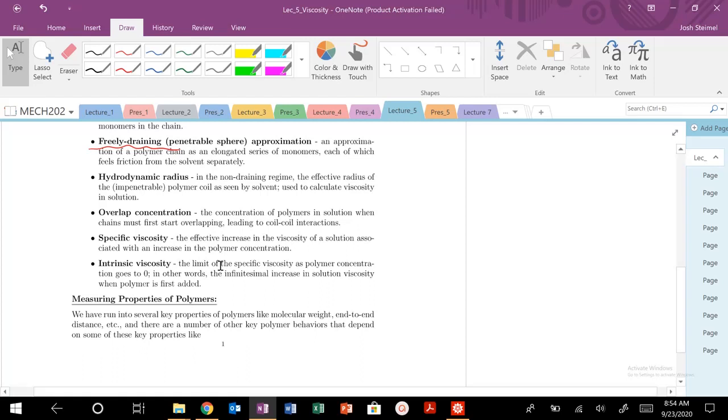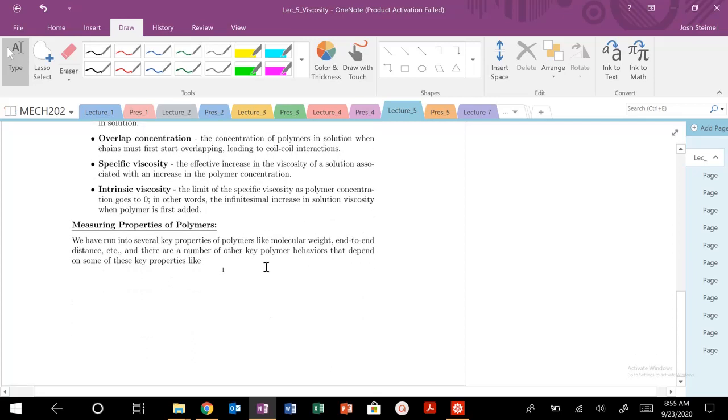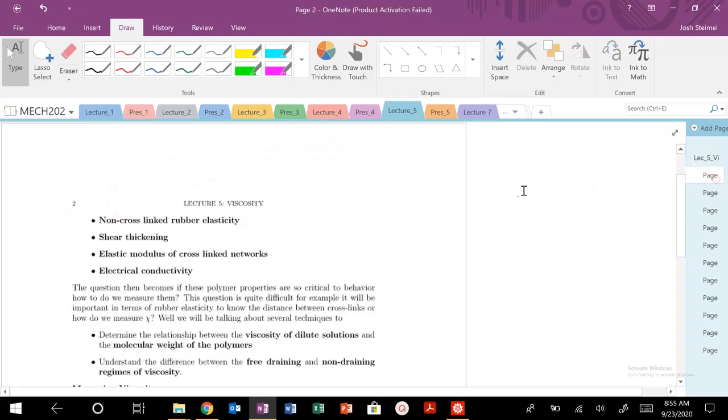So it's going to be a pretty cool, application-focused lecture, and the same thing for lectures 6 and 7 as well. We've done a lot of theory in this course so far, but now we want to measure properties of our polymers. We've talked about molecular weight, end-to-end distance, chi parameter. We want to be able to actually physically measure them, and so now we're going to get into actual techniques.